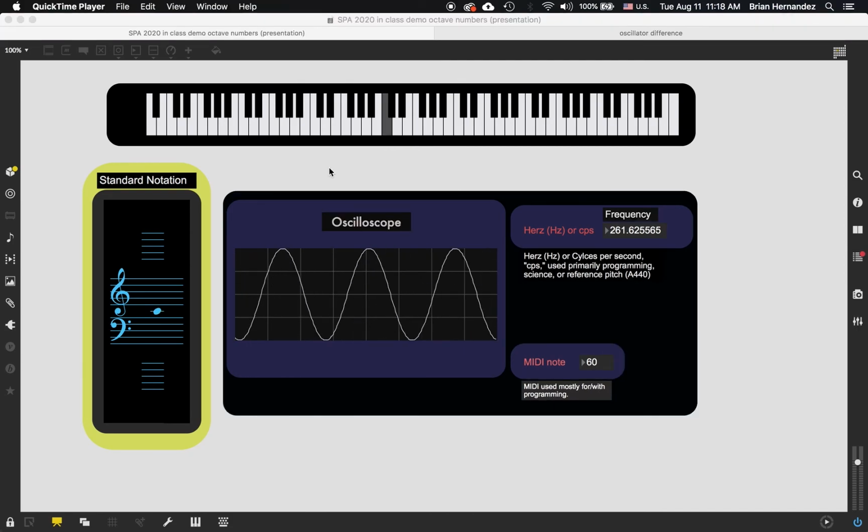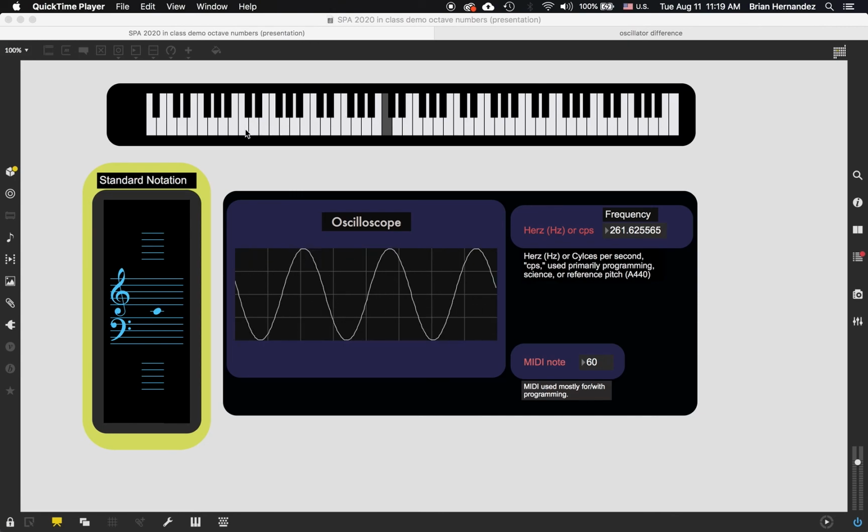Octave numbers can be a very useful way to indicate a specific pitch. There's also frequency and MIDI note representation of a note. We'll get to that later. In order to find C on the piano, you notice that the piano has a grouping of 2 black keys, 3 black keys, 2, 3, and so on.